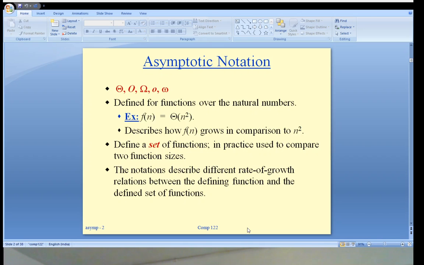Actually, to measure the complexity, we bound a certain function by another function, and these functions work as the limit of the function, and they fix the limit for that function.